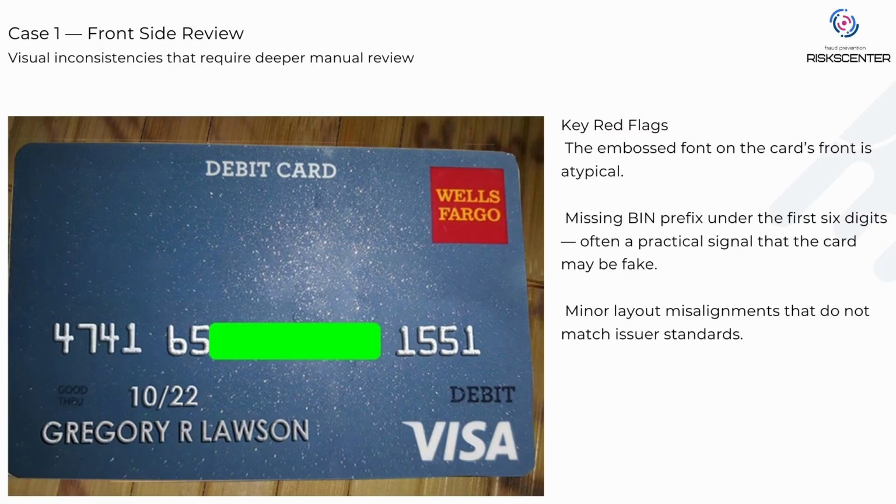Let's start with the front side of the first card. Look first at the embossed numbers. The font looks atypical and does not match the quality normally expected from an issued payment card. Now look below the first 6 digits. The expected BIN-related printed detail is missing. Also notice the small layout issues across the card. One sign alone is not enough, but together these details justify deeper manual review.